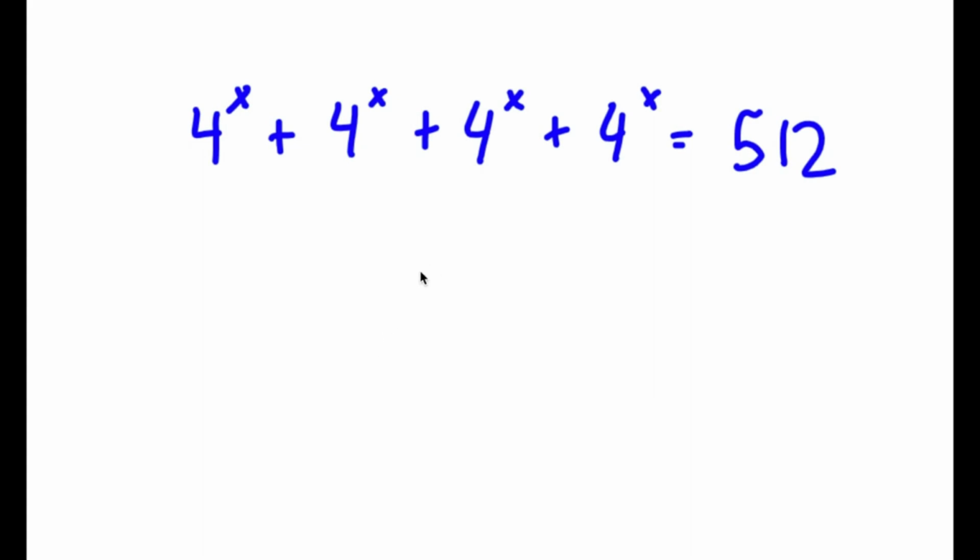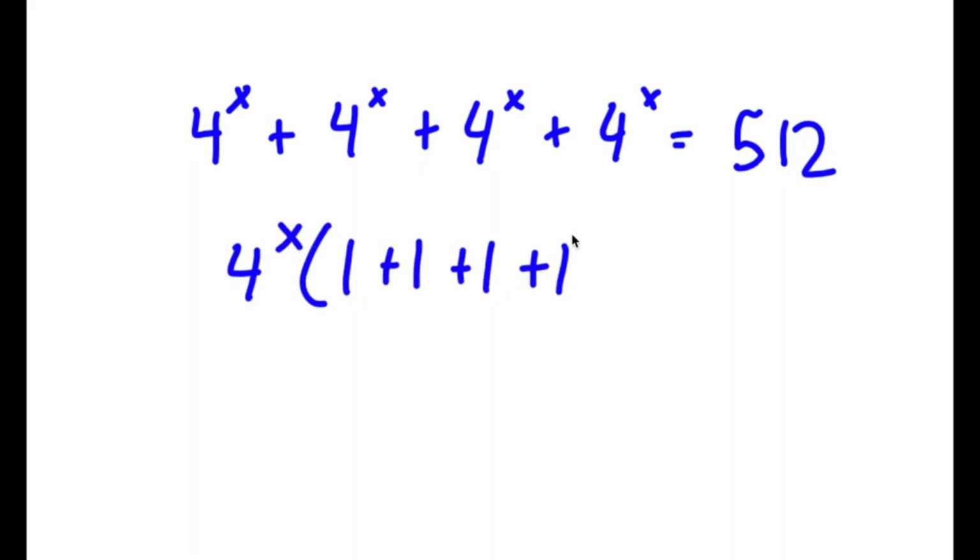Alright, so in this problem, I have 4 to the power of x plus 4 to the power of x plus 4 to the power of x plus 4 to the power of x is equal to 512. So to solve this problem, I'm going to first start by factoring out 4 to the power of x. So now I have 4 to the power of x times 1 plus 1 plus 1 plus 1 is equal to 512.